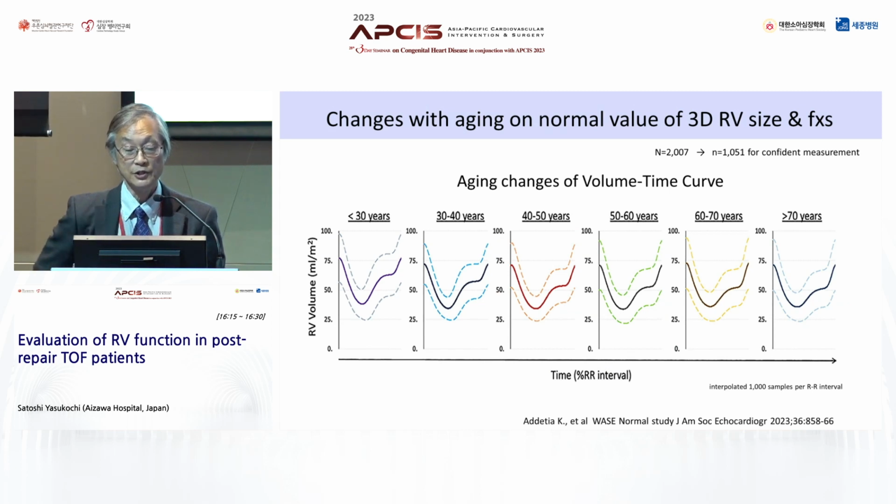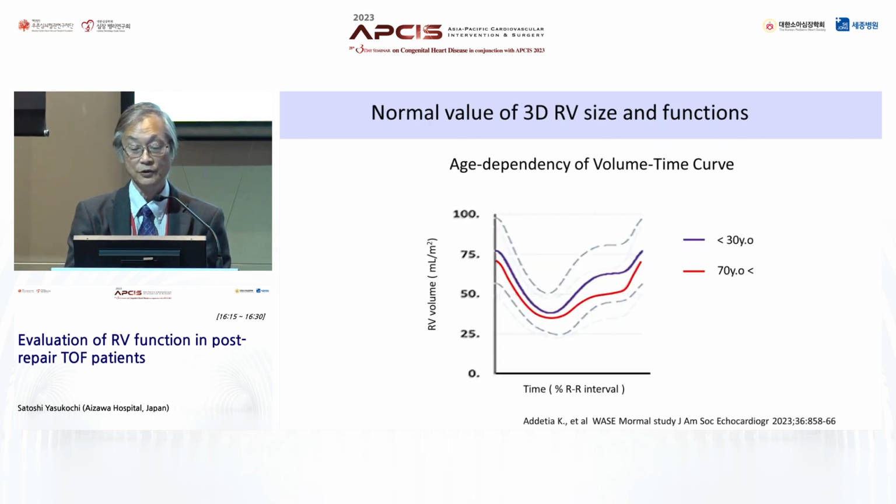Regarding the change with aging in normal values of 3D RV size and function, the aging change of the volume-time curve is plotted in this slide, for under 30 years old and over 70 years old. I overlaid the two: the blue one is under 30 years old, the red one is 70 years old. So even in a normal healthy population, the volume-time curve is age dependent.